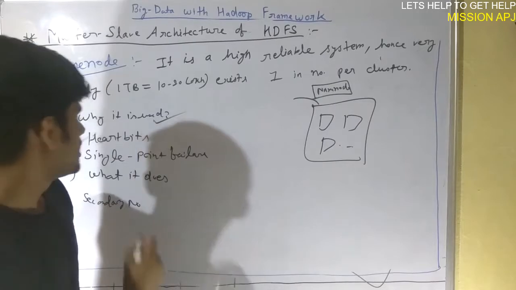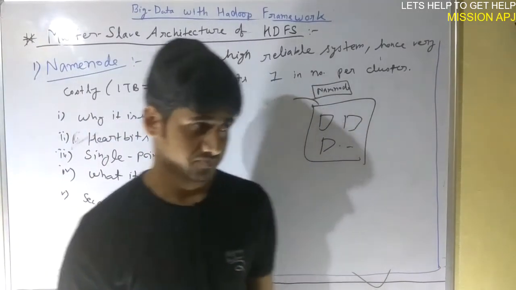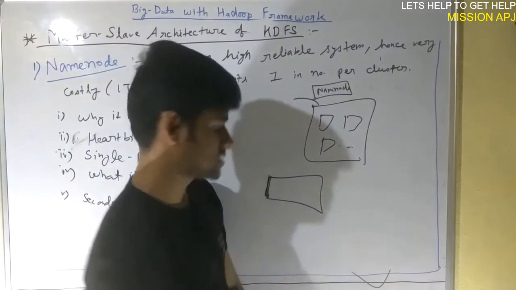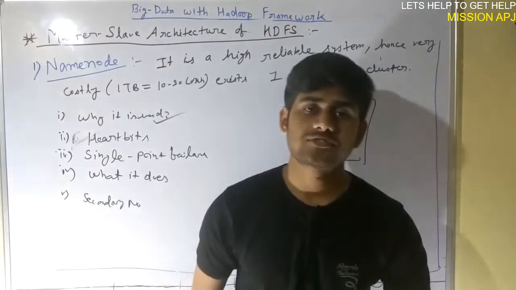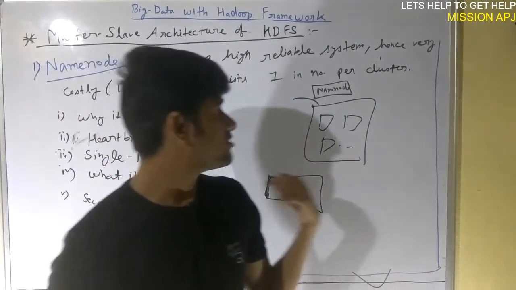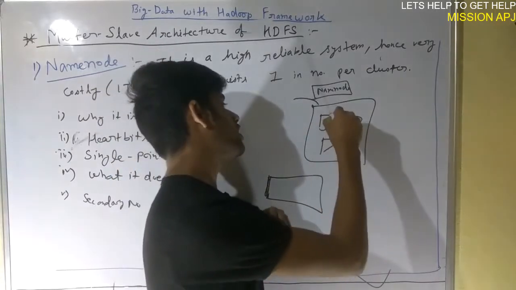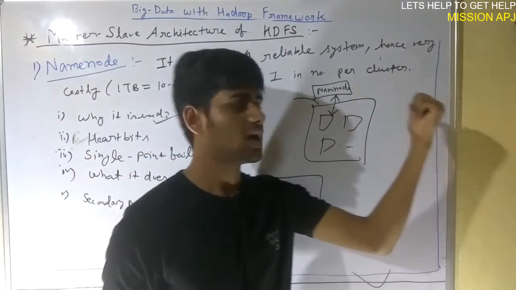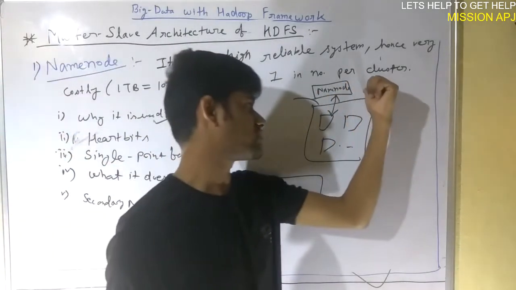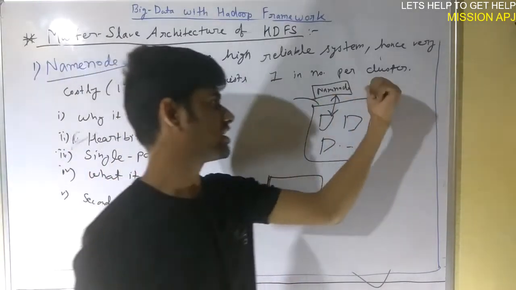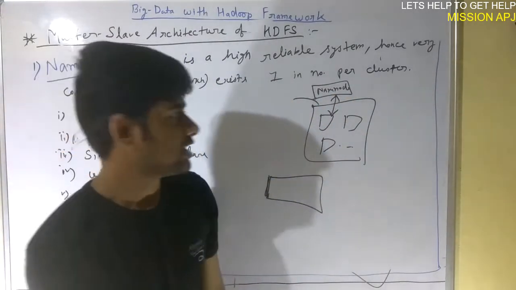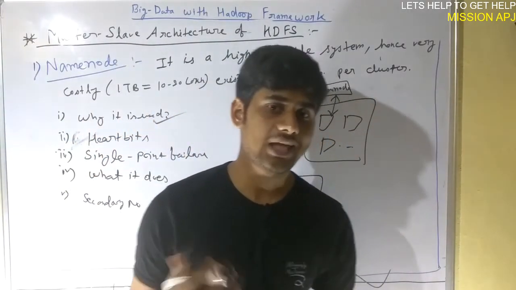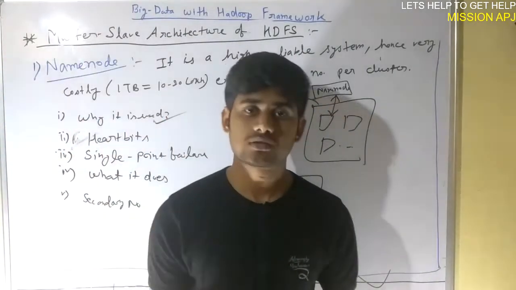Now heartbeat, what is heartbeat in this case? A heartbeat is nothing but a simple process, a process of 3 seconds. In each and every 3 seconds, data node communicates with this name node. We have already discussed that name node is the master node, and data node is the slave of that name node. So this one is the slave node. Between these two, communication is established always after every 3 seconds, which is known as heartbeat.